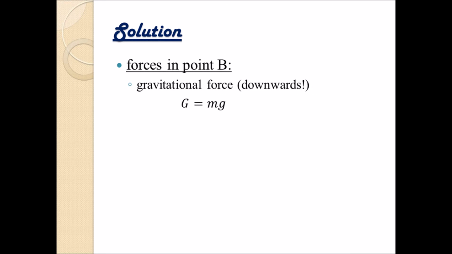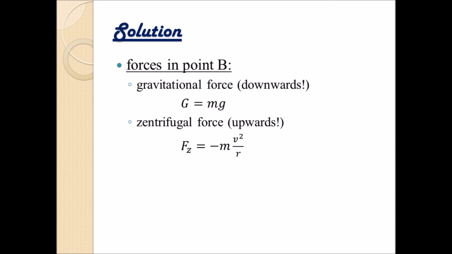Secondly, we were also looking for the forces in point B. Now, of course, again, here also we do have the gravitational force because nothing has changed and it's still pointing downwards. So G equals mass multiplied with gravitational constant. Of course, there's also still the centrifugal force, but since the centrifugal force always points outwards in a loop like this, in this special case in point B, it's actually pointing upwards.